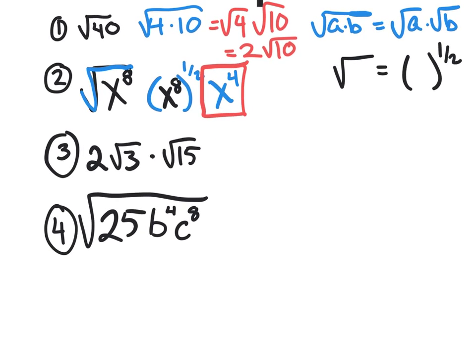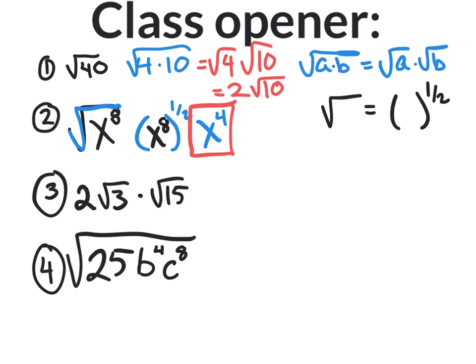Number 3. I did mention at the beginning of this video, and yesterday and the day before yesterday, that when you have numbers and radicals, you can multiply the numbers with the numbers and the radicals with the radicals, right? So the number 2 out here, there's nothing else to multiply it with, so that's technically going to be a part of our answer right now. And the 3 and 15 that are inside the radicals, I'm going to put those together inside one radical.